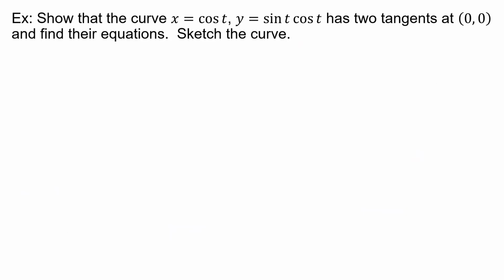This one says, show that the curve x equals cosine t and y equals sine t cosine t has two tangents at 0, 0, and find their equations. And then we'll sketch the curve a little bit. So there should be two tangent lines at 0, 0. And we'll see what those are. Remember, your tangent line comes from your first derivative, so dy/dx equals dy/dt divided by dx/dt.